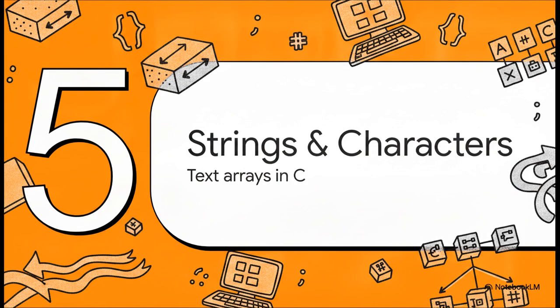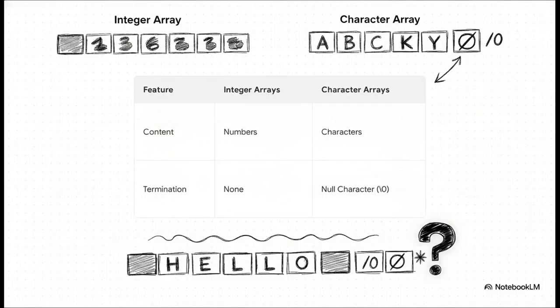Up next is Section 5, Character Arrays as Strings. So in C, there actually isn't a separate dedicated string primitive data type like you might be used to if you've played around with Python or Java. Instead, a string is simply a one-dimensional array of characters. But there is one absolutely crucial difference you must remember. A string in a character array must always be terminated by a special null character. We represent this with a \0. This invisible marker is exactly how functions like printf know where your text actually stops in memory.